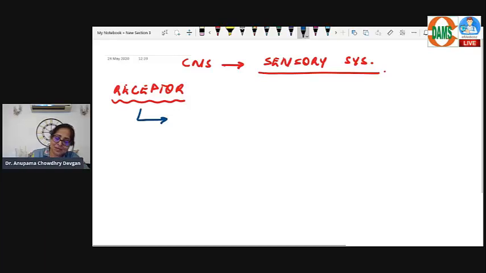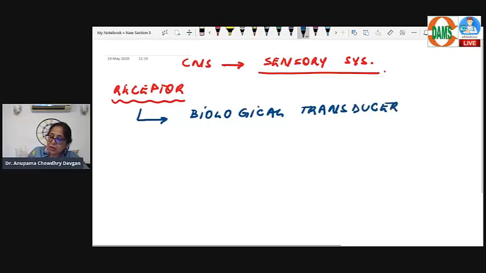Receptor. Now, what is a receptor? Receptor is a biological transducer. What is a transducer? A transducer is anything which converts one form of energy to a different form of energy. That is what is known as a biological transducer. It converts one form of energy to another form of energy, isn't it? So a receptor is a biological transducer, right?